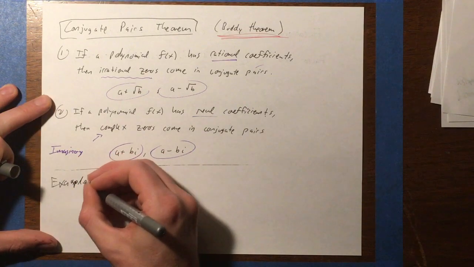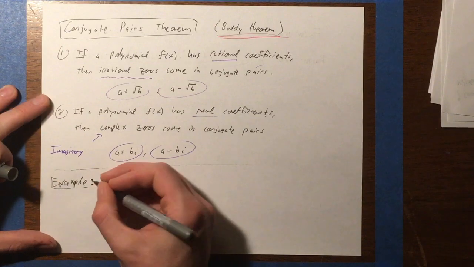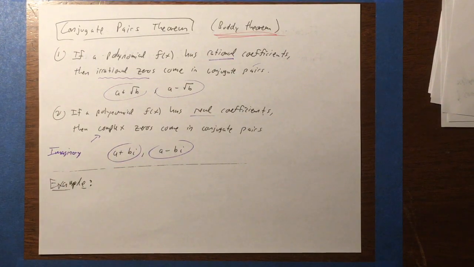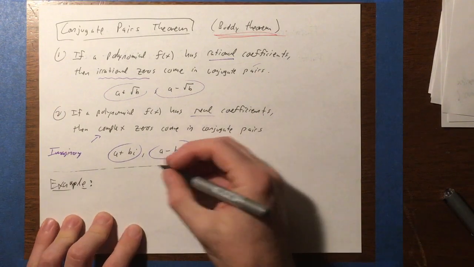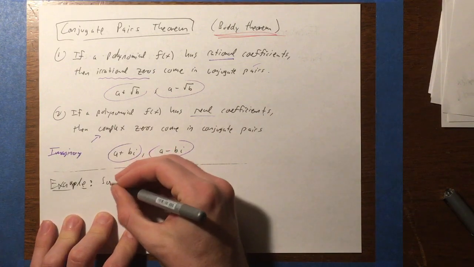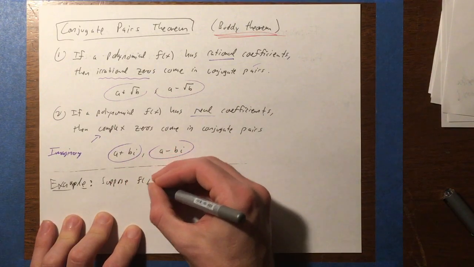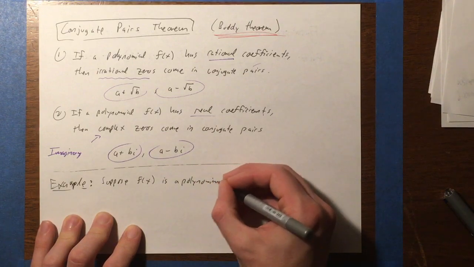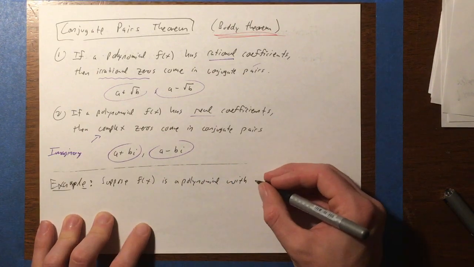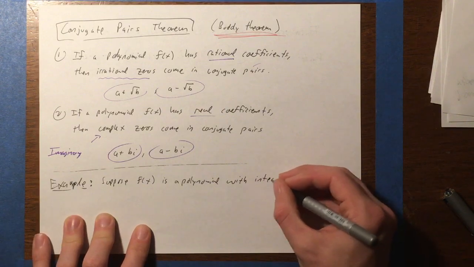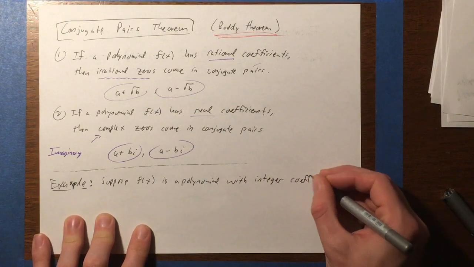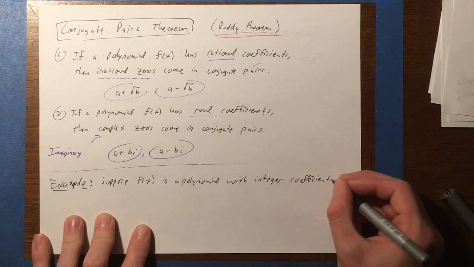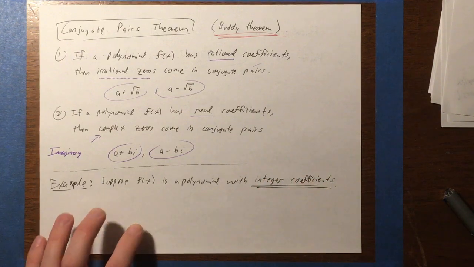This is a bit of a contrived example, but the whole point of the example is just for you to wrap your head around how this theorem works. Okay, so it goes like this. Let's say that you have a polynomial f of x, and its coefficients are integers. All of the examples that we've done have integer coefficients.